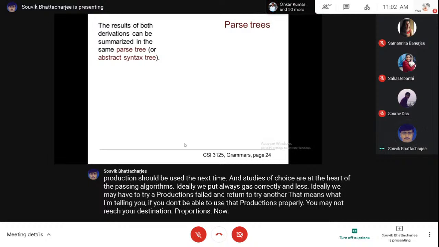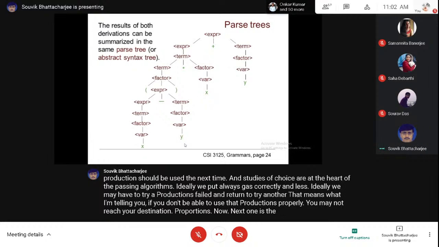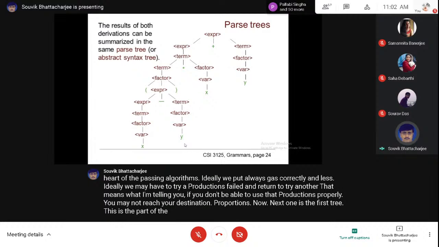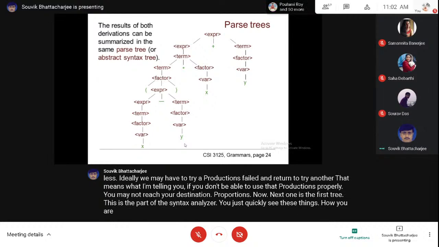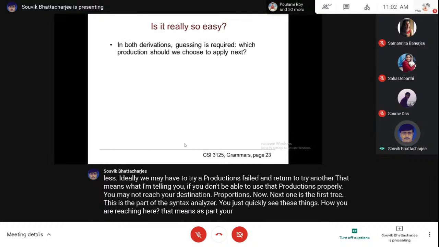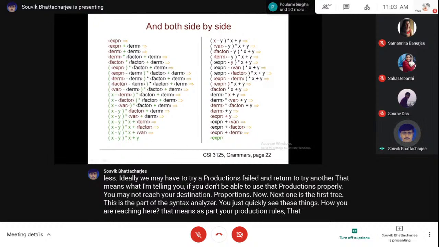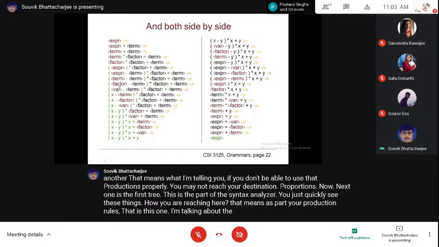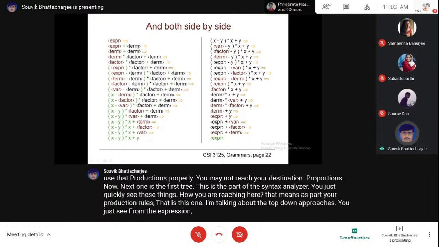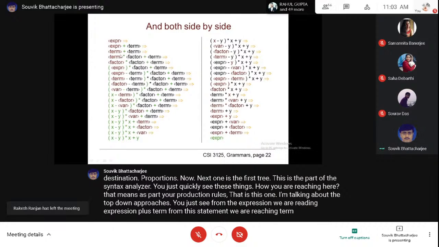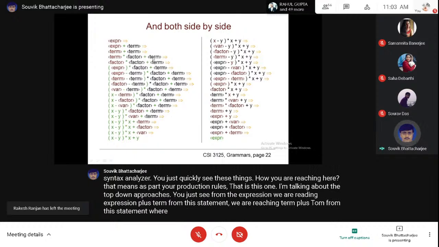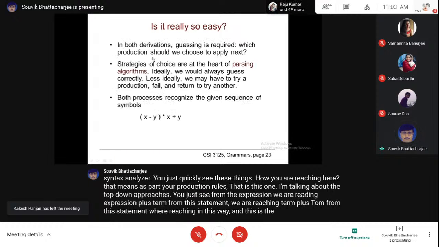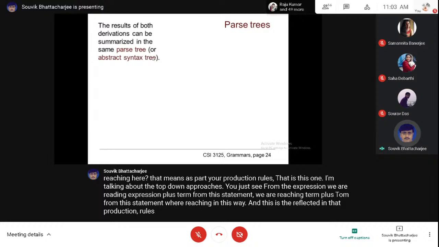Now, next one is the parse tree. This is the part of the syntax analyzer. You just quickly see how you are reaching here, as per your production rules. I'm talking about the top-down approach. From the expression, we are reaching expression plus term. From this statement, we are reaching term plus term. In this way, and this is reflected in the production rules. This is reflected in the parse tree.